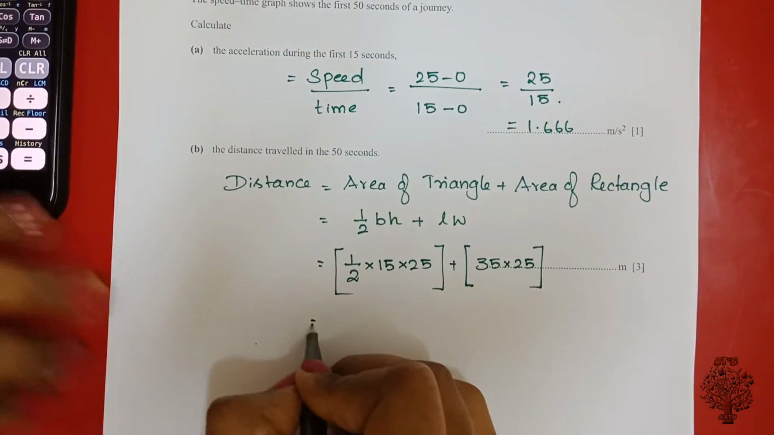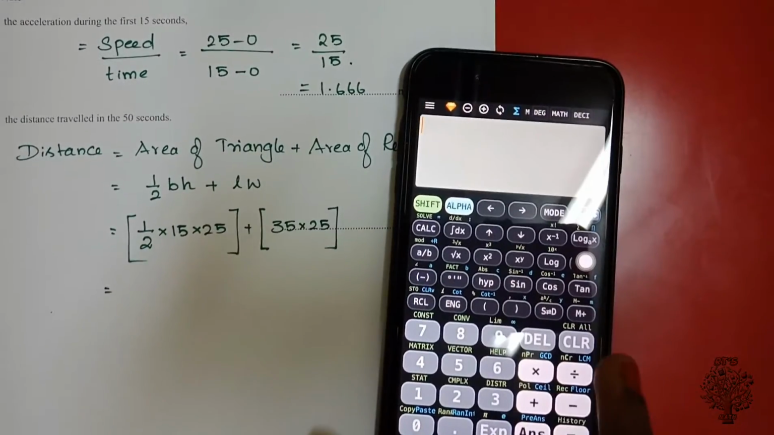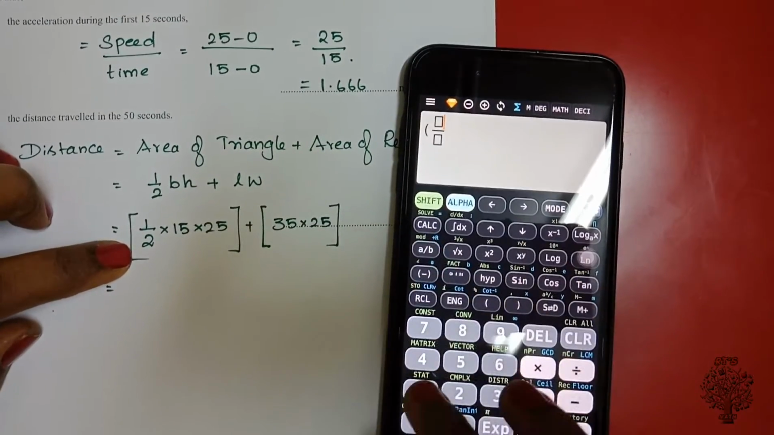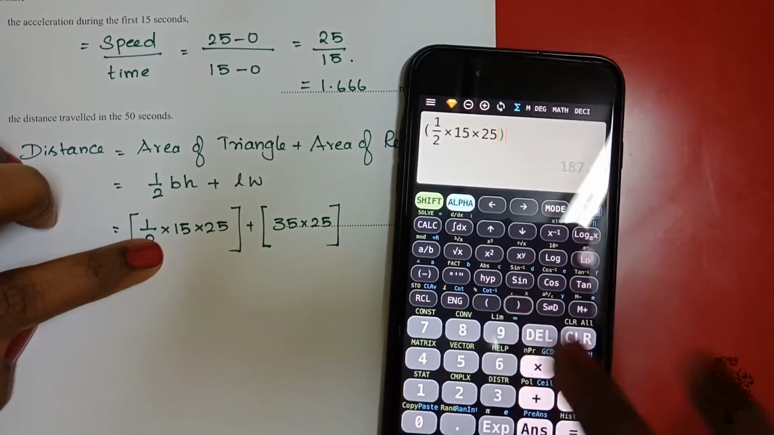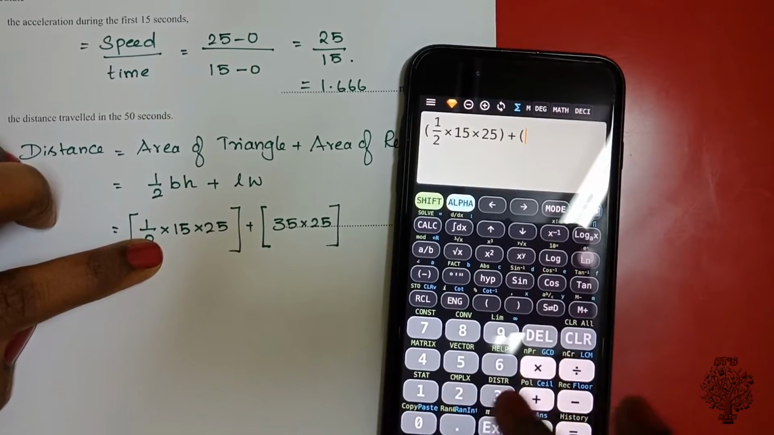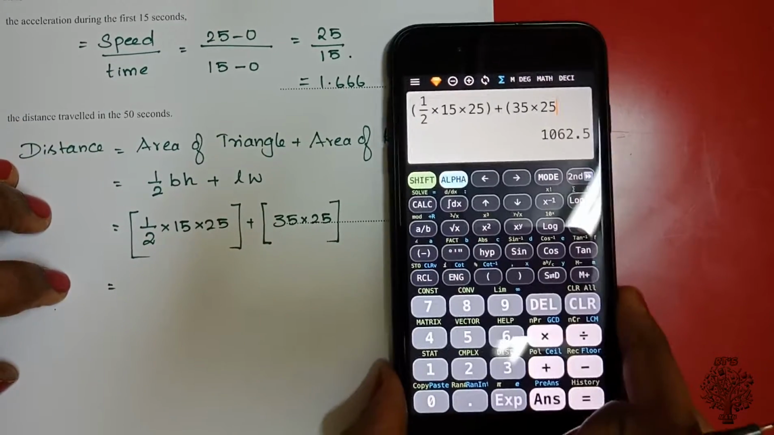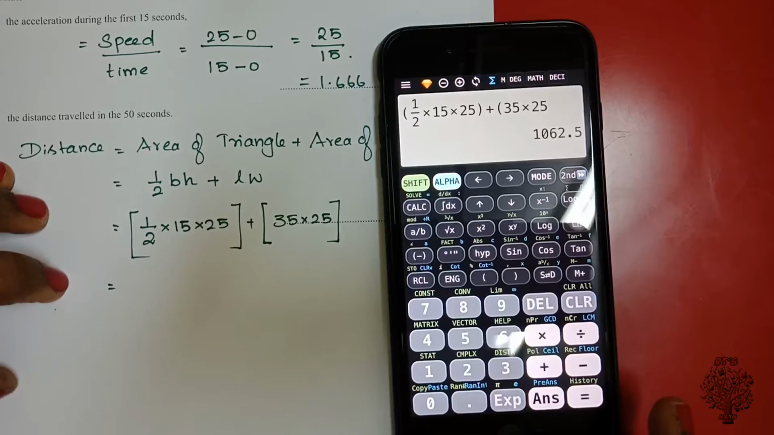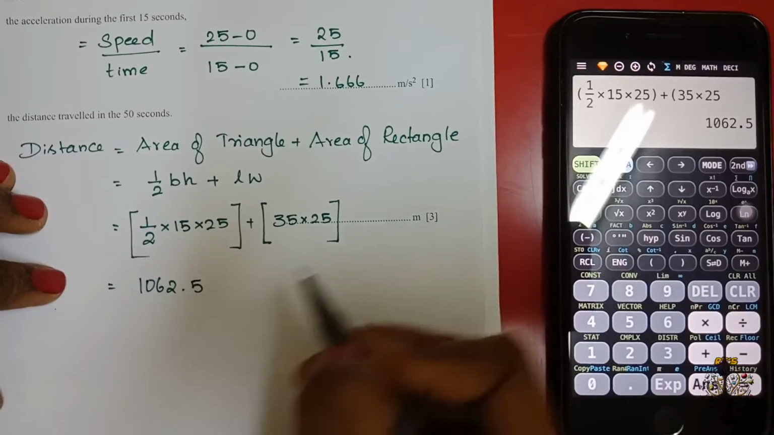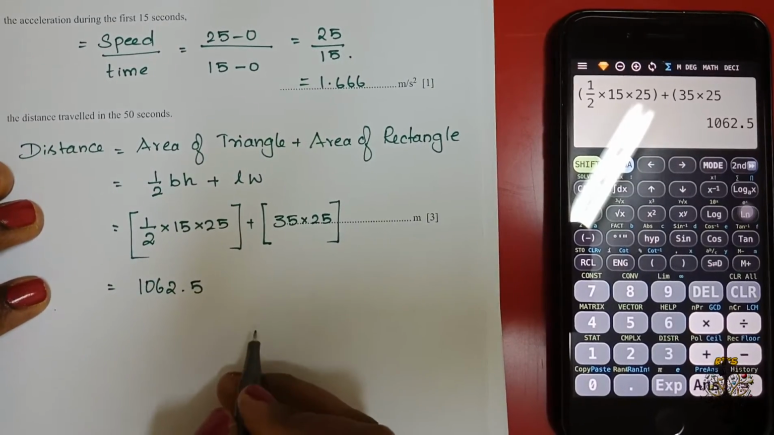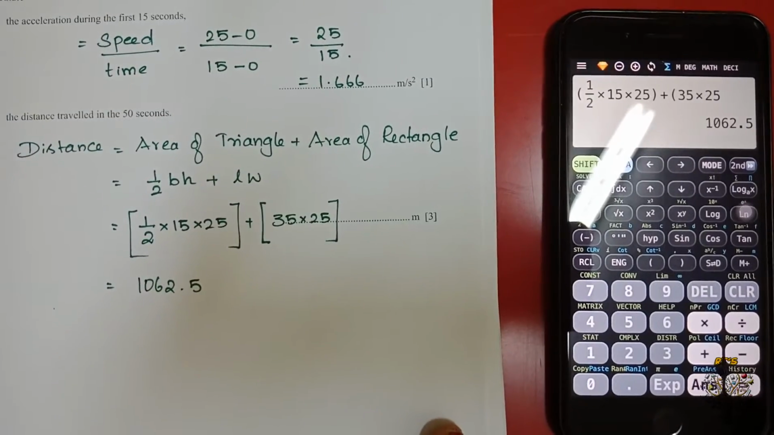Now you can take your calculator and just substitute these values and get the answer. Okay, I'm just going to substitute. 1 divided by 2 multiplied with 15 multiplied with 25 plus 35 multiplied with 25. So what we are getting is 1062.5. So I'll be writing 1062.5 meters as my answer. Here we should write the answer. Okay.